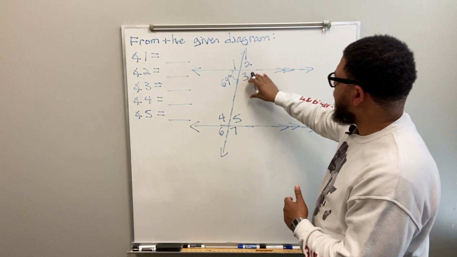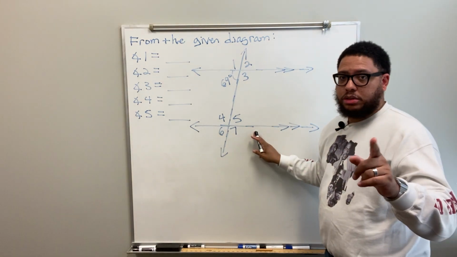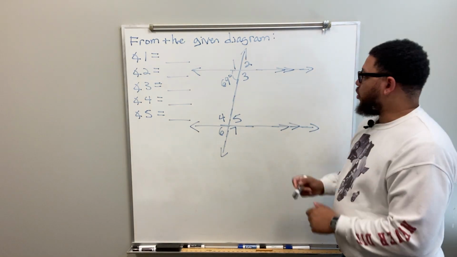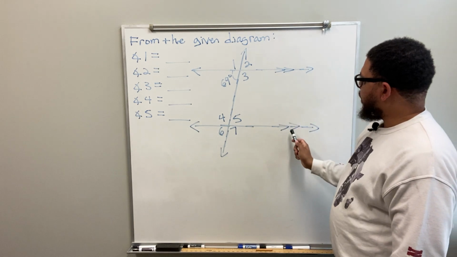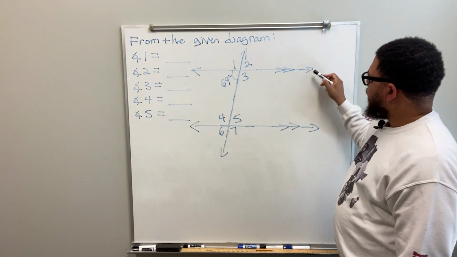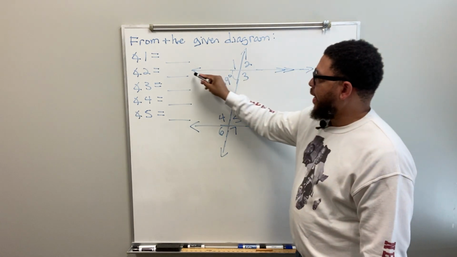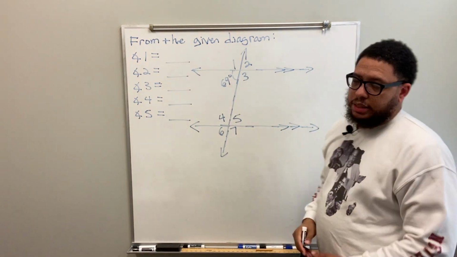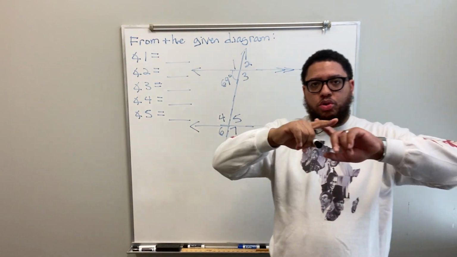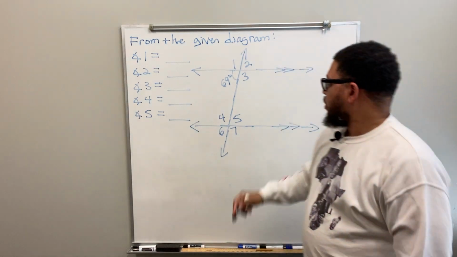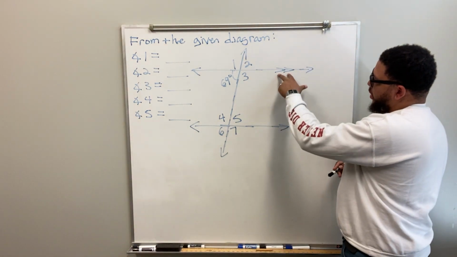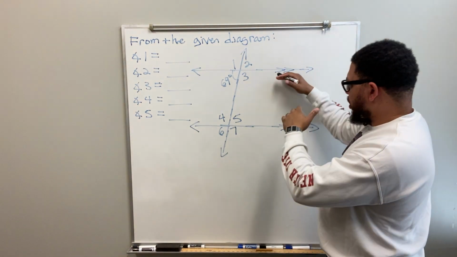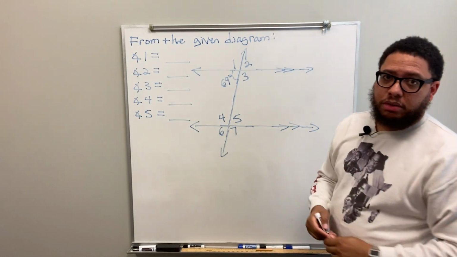Now, how do I know that these lines are parallel? That's another question. I know these lines are parallel because of these arrows that are drawn within the line. So you're always going to have arrowheads at the end of the segment that's drawn. That signifies that that's a line that goes on forever in both directions. But when you have the double arrowheads drawn on the line, that's how you know that they're parallel.